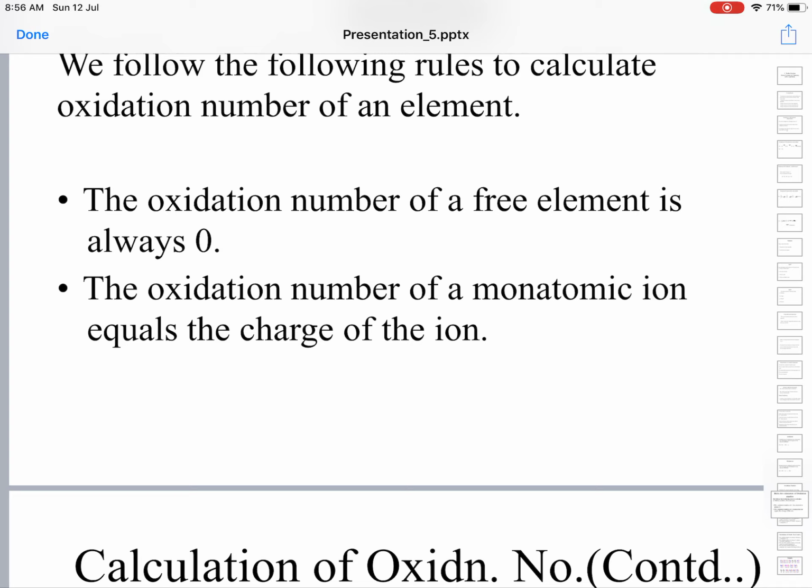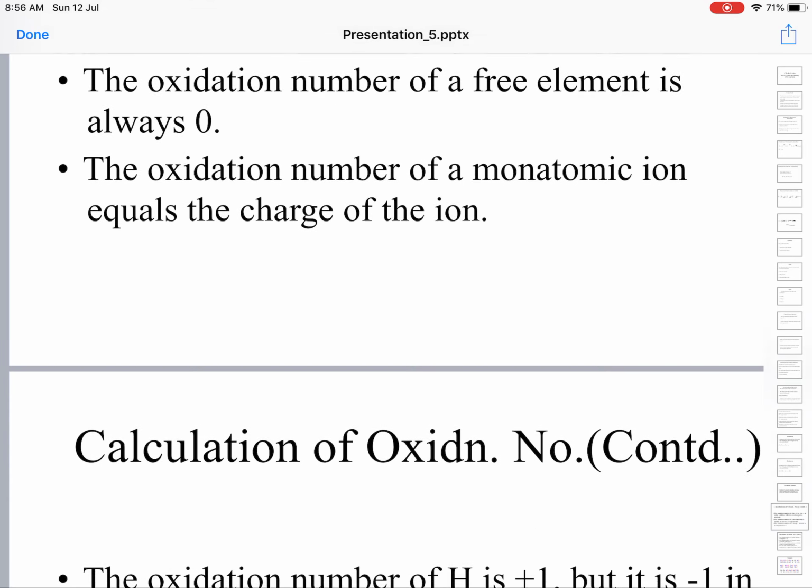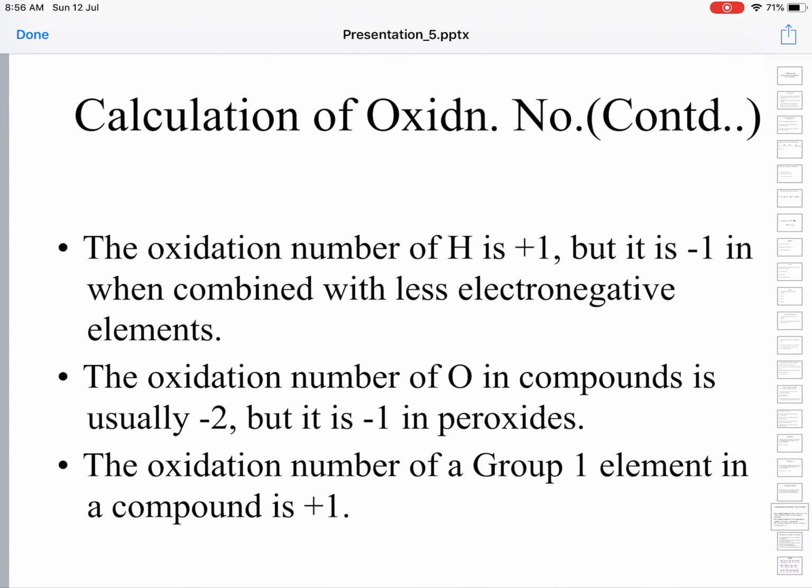The oxidation number of a monoatomic ion equals the charge of that ion. Cl minus oxidation number is -1, O minus 2 oxidation number is -2. So, the oxidation number of a monoatomic ion equals the charge on the ion. It is equal to the charge of the ion itself.